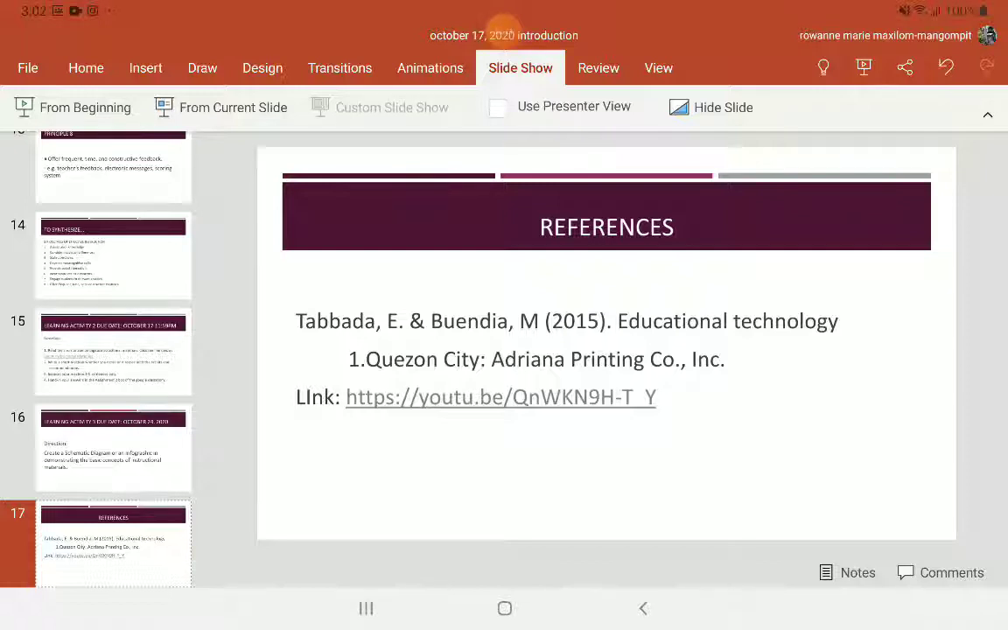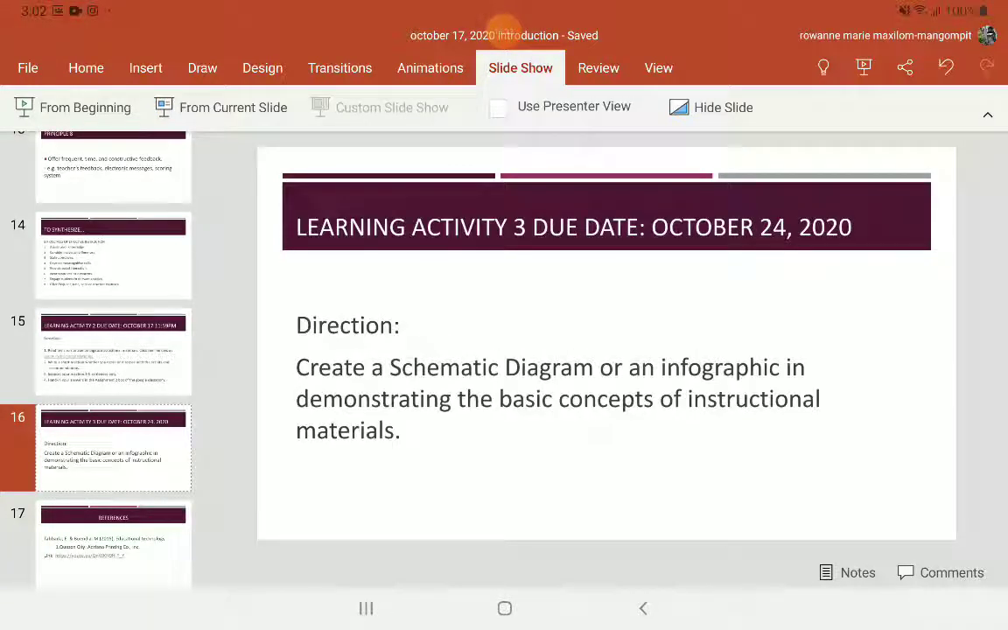So that's all for today. Take note that for learning activity number 3, since this is an infographic or schematic diagram, I am going to give you more time for this.